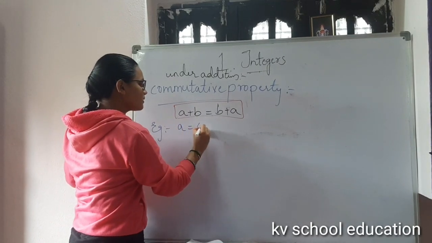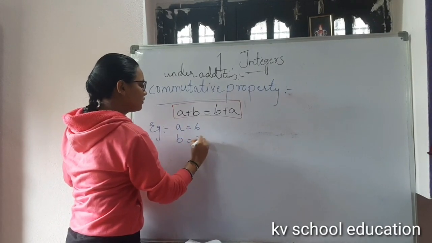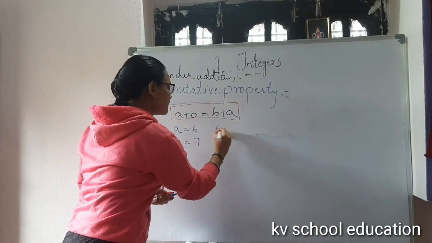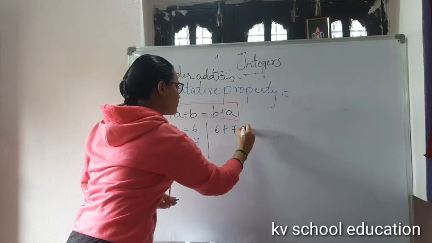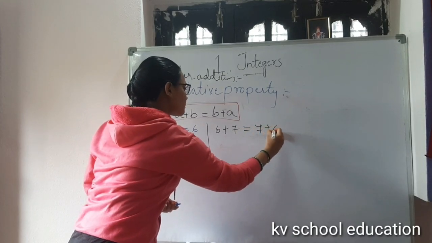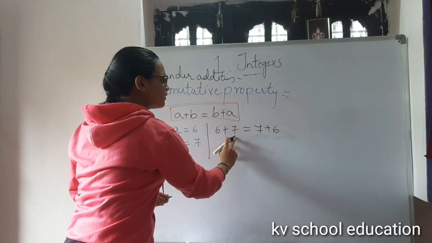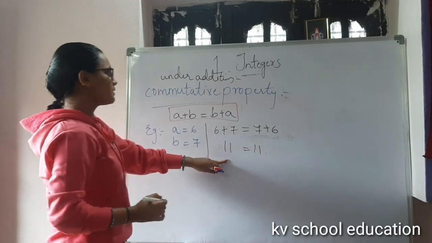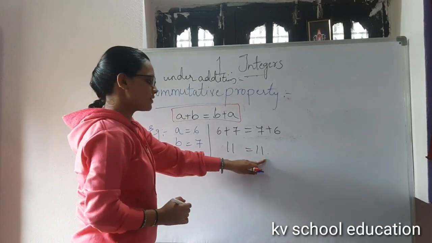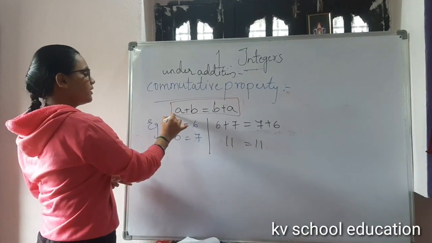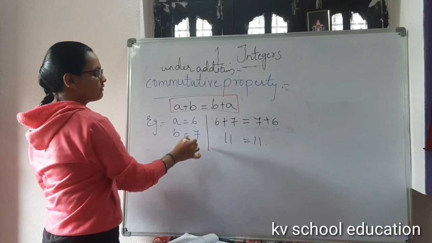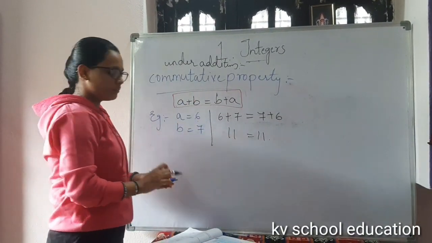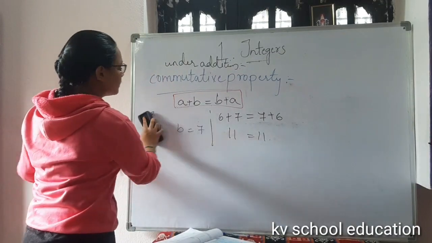a is equal to 6, b is equal to 7. Let us solve this problem. So 6 plus 7 is equal to 7 plus 6. 6 plus 7 is 11 and 7 plus 6 is also 11. So this is the commutative property. It satisfies the rule. If we interchange the order, the answer will be the same.